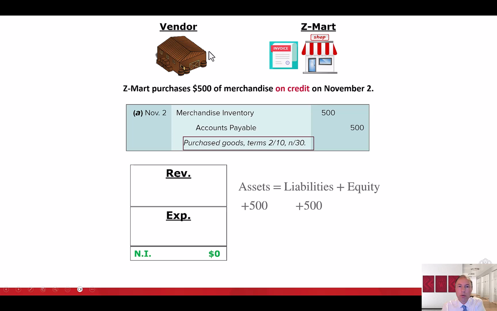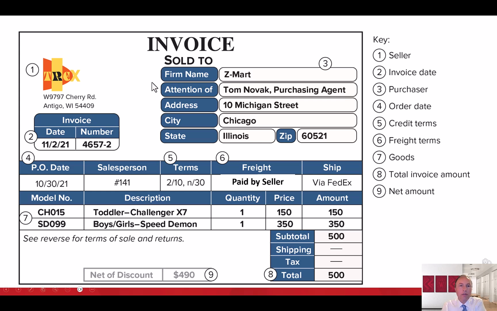Well, up here in this super cool graphic, we showed you the vendor is going to send Z-Mart an invoice, a bill. So let's show you exactly what could be on that invoice that Z-Mart receives. So this is what an invoice might look like. I'm not going to go through everything in detail, but just going through the different number circles. It looks like Trex is the vendor that sold us the items. It looks like they sold it to us on November 2nd. They sold it to Z-Mart, so it gives us our name and our address. The purchase order date, so it looks like we ordered them on October 30th, a day before Halloween, and it looks like they shipped it to us a couple days later.